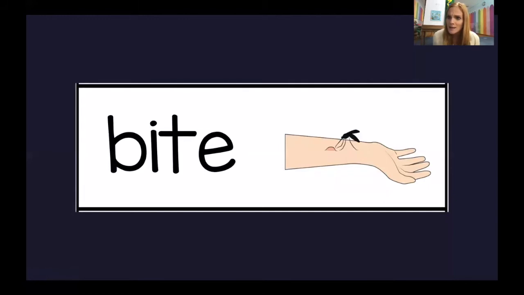Okay, gigit dalam bahasa Inggrisnya apa? What is this bug doing to the arm? Bite. The bug is biting the arm. Same like flea from before. Fleas like to bite your skin or bite the animals. Bite. All right, we are ready to read our story.